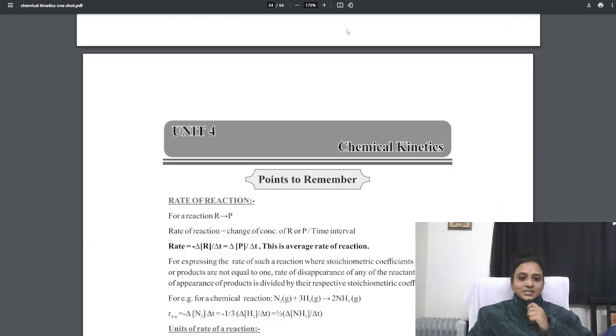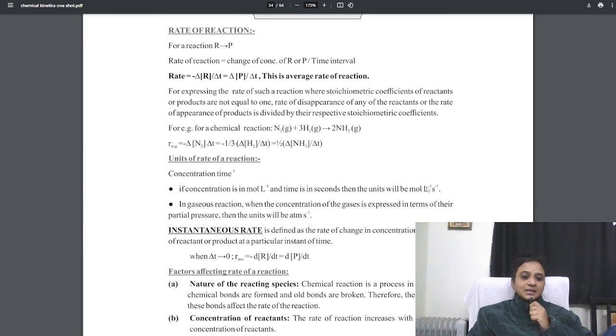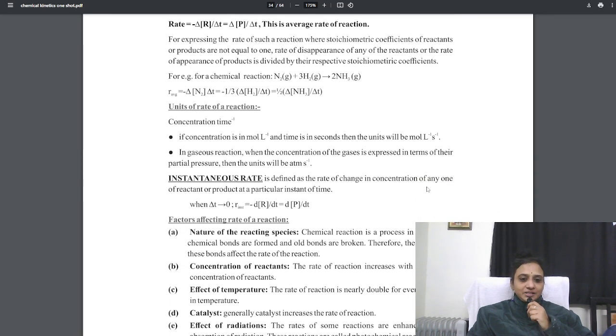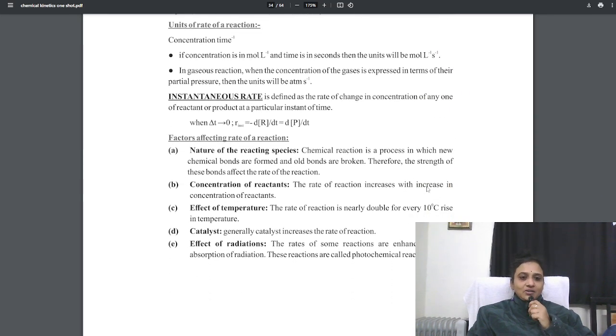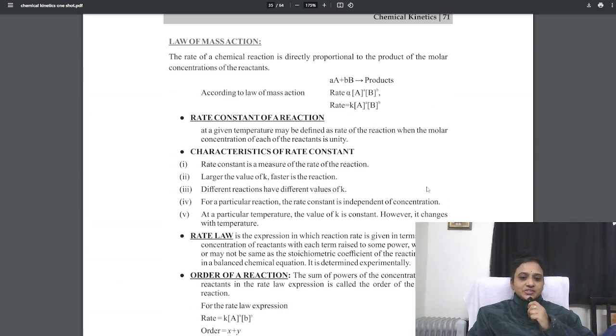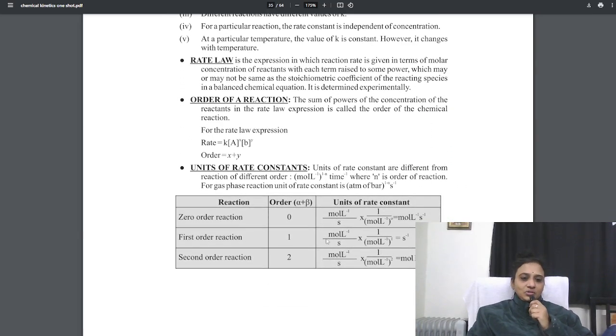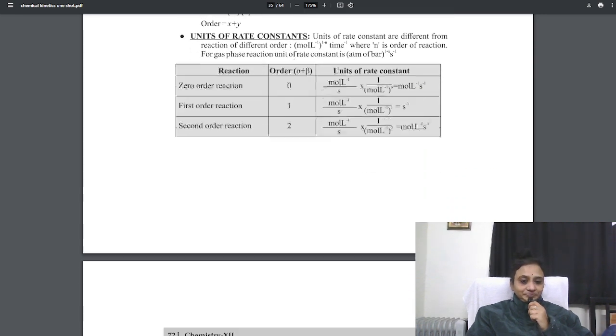Please see here, I'll zoom it. Your notes will start. See here, chemical kinetics notes. What points are there? Everything is covered in this. All the notes are there, rate laws are there, definitions are there, order of the reaction, everything, students. Okay, units, all the units of your zero order, first order, second order.